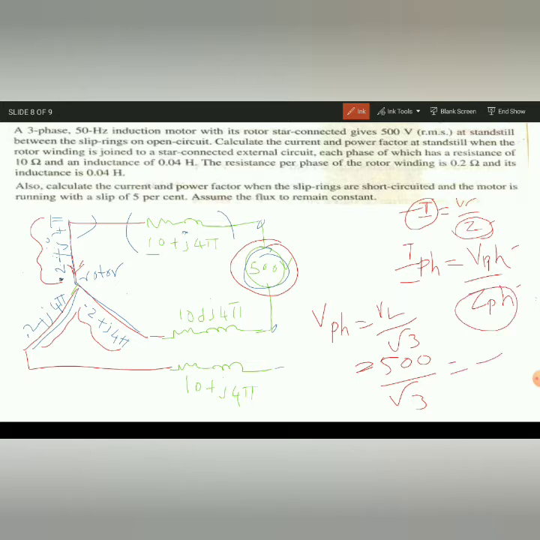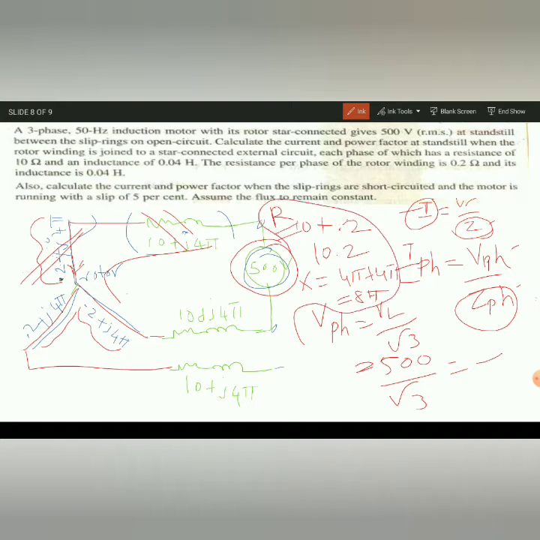And what is Z phase? This impedance and this impedance both are in series. Since they are in series, we have to add them. You add the resistance and resistance, then reactance and reactance. So the resistance will be 10 plus 0.2, which becomes 10.2. And what about the reactance? The reactance will be 4 pi and another 4 pi, so in total it becomes 8 pi. So this is the total resistance and total reactance.